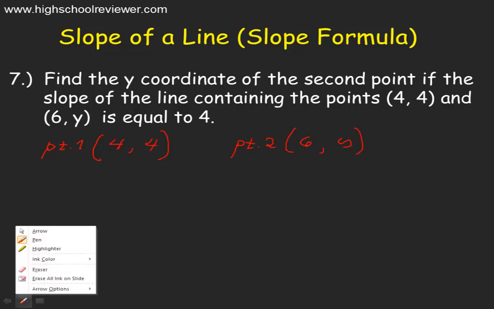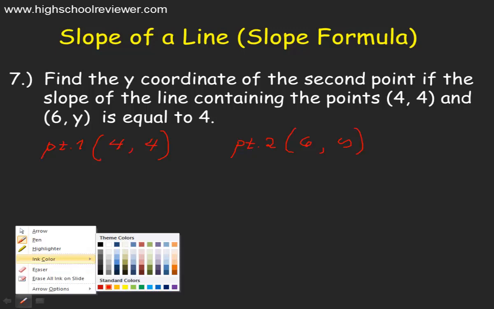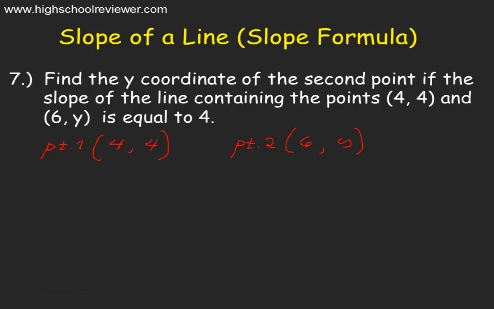And then we are going to identify x sub 1, x sub 2, y sub 1, y sub 2. So on the first point, positive 4, this is our x sub 1. And the second positive 4, that is our y sub 1. Positive 6, this is our x sub 2, and y is our y sub 2. So our unknown is y sub 2.